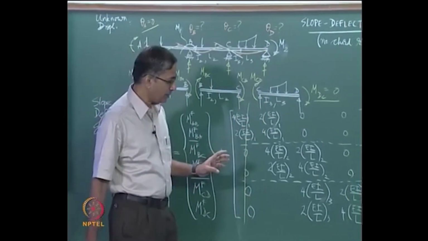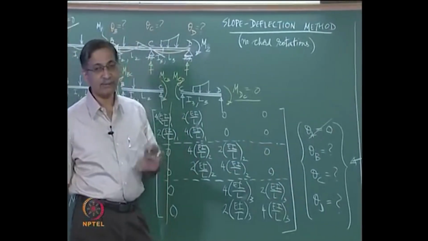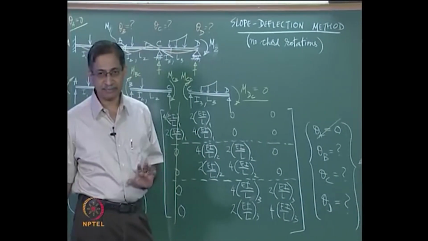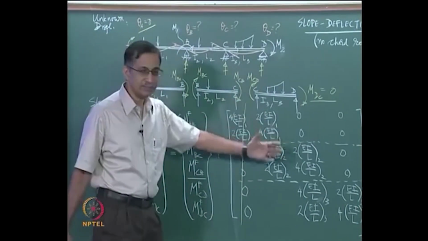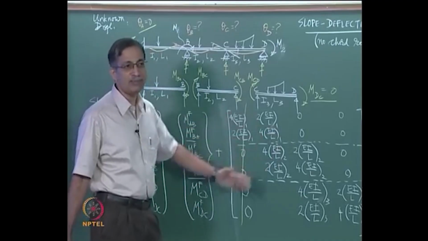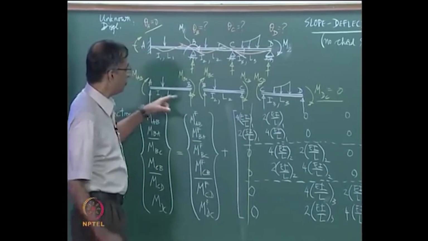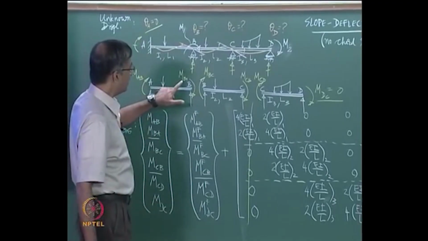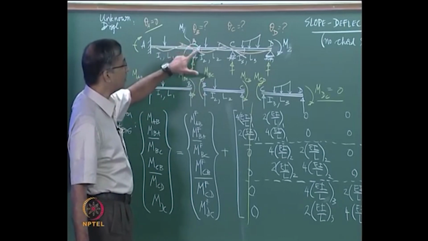Now, you have 3 unknowns, you need 3 equations, and those equations are equations of equilibrium. So, obviously they must use these slope deflection equations. Now, if you can relate these 2 equations to this concentrated moment acting here.